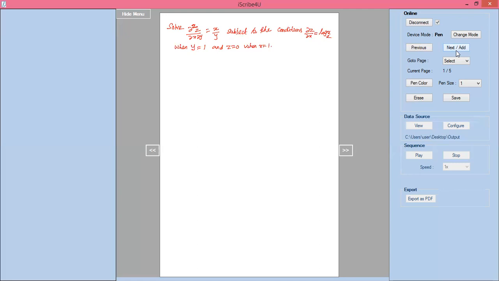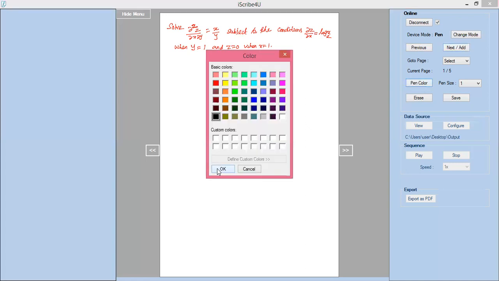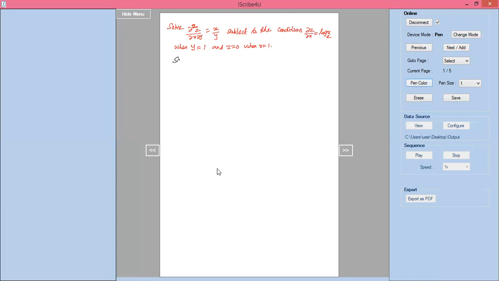Solution. The given equation is dou square z by dou x into dou y equal to x by y. What is the condition? dou z by dou x equal to log x base e when y equal to 1, and z equal to 0 when x equal to 1. Now, first, what is pending is dou z by dou x.